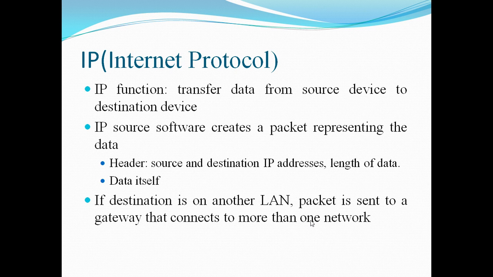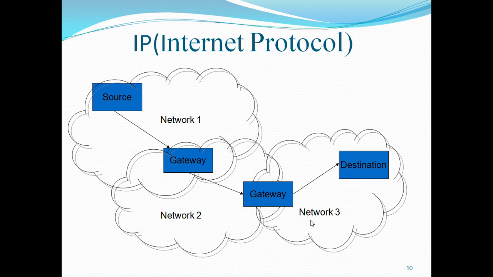If the destination is on another LAN, that is local area network, the packet is sent to a gateway that connects to more than one network. So consider the scenario explained here. There are three networks available: network 1, network 2, and network 3. Now we want to send data present in the source, which is in network 1, to the destination which is present in network 3.